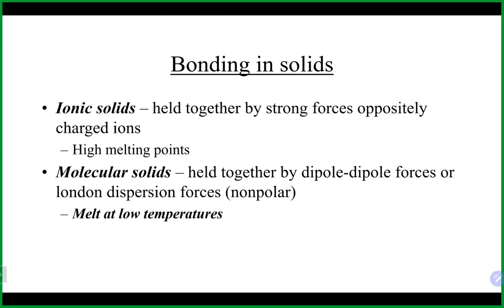So, bonding in solids. Ionic solids are held together by strong electrostatic attractions. They have high melting points, and that is typically what happens with an ionic solid. You could heat the heck out of it. It will not jump into the gas phase because it's held together by those electrostatic attractions, or they'll just start to melt. Molecular solids are held together by dipole-dipole forces or dispersion forces. They do melt at lower temperatures. So for example, water, right? We know we just got to heat it up to 100 degrees and it's going to start to evaporate and go off into the gas phase.